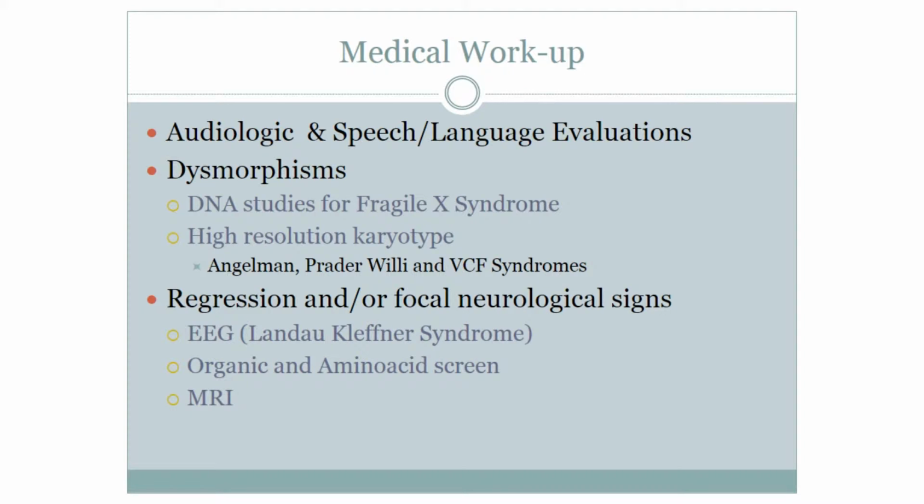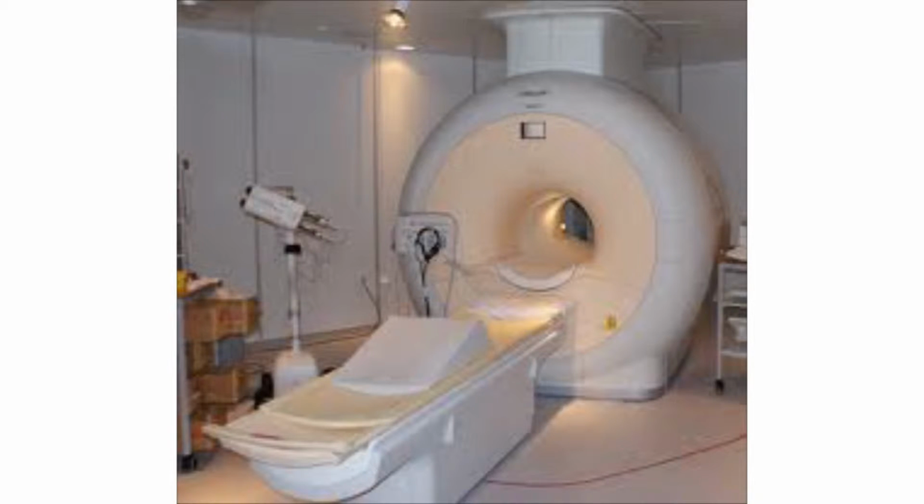So typically those kids get organic and amino acid screens. They get neuroradiological studies like an MRI or a CT, depending on the concern. So we try to evaluate those very aggressively, because if we have a progressive encephalopathy, we have to address that as a medical condition.